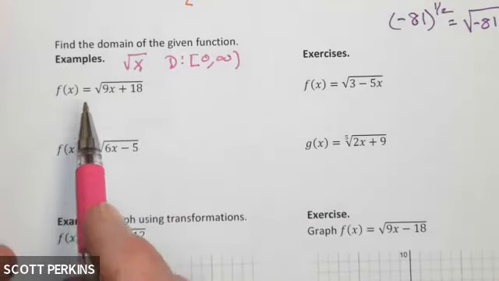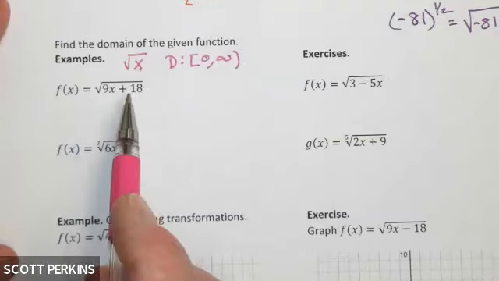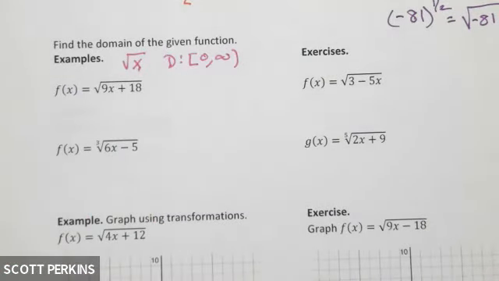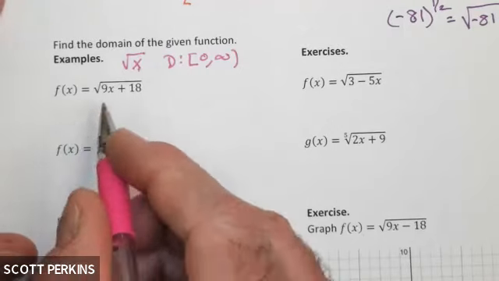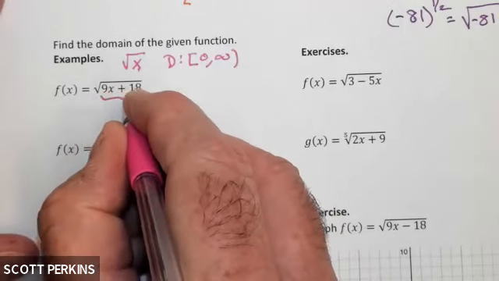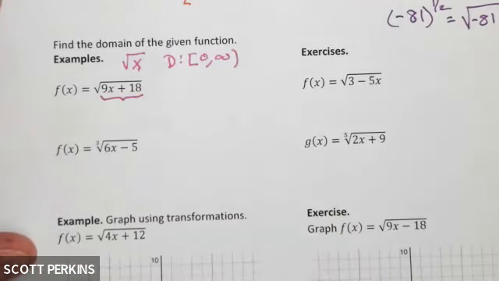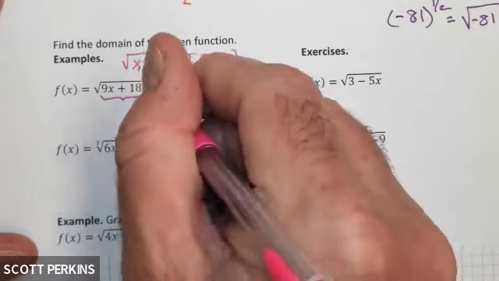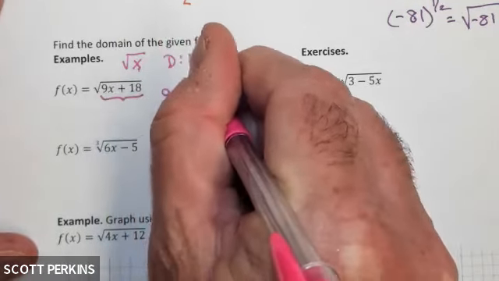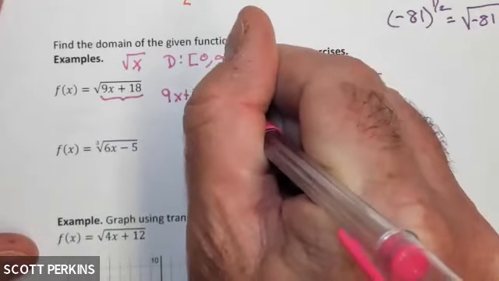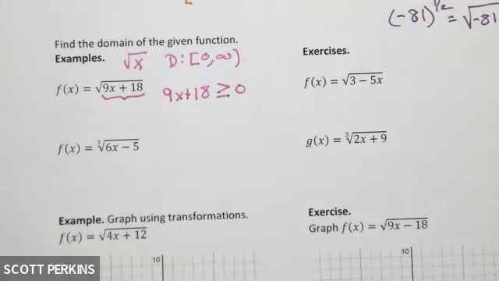So when I ask you to find the domain of a square root, as an aside, this also applies to any even index function, but we're just going to keep our discussion to square roots and cube roots here because we're familiar with them. What you need to do is take this thing that's under the radical, the 9x plus 18. So I'm going to rewrite that, 9x plus 18, and we're going to say that has to be bigger than or equal to 0.